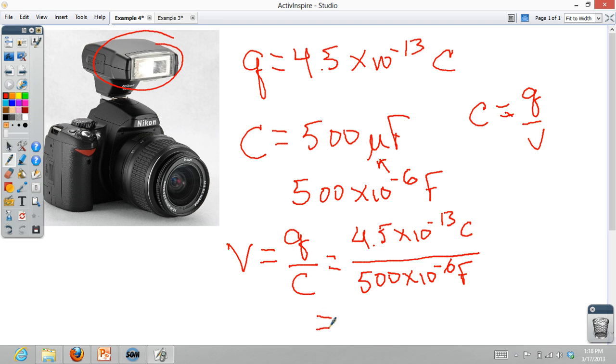So if you do your math, you should end up with the same answer I have here, and it is 9 volts. And a 9-volt battery, if you have ever seen or used a 9-volt battery, it's the one that's a box and it's got 2 terminals on the top, and you would just put that inside of the camera flash here in that little spot, and that would be it.